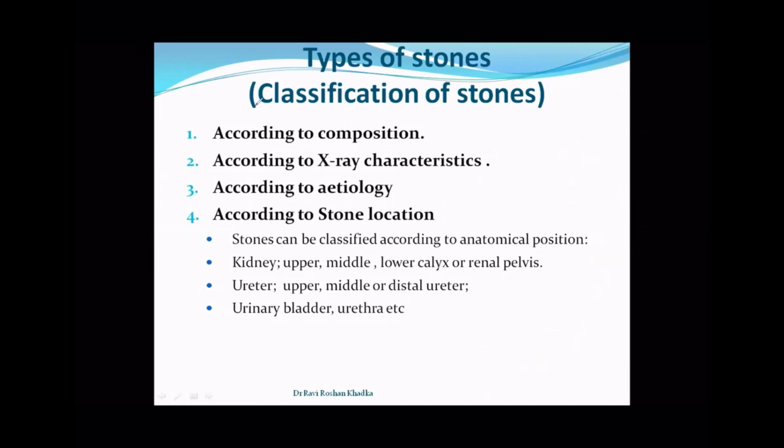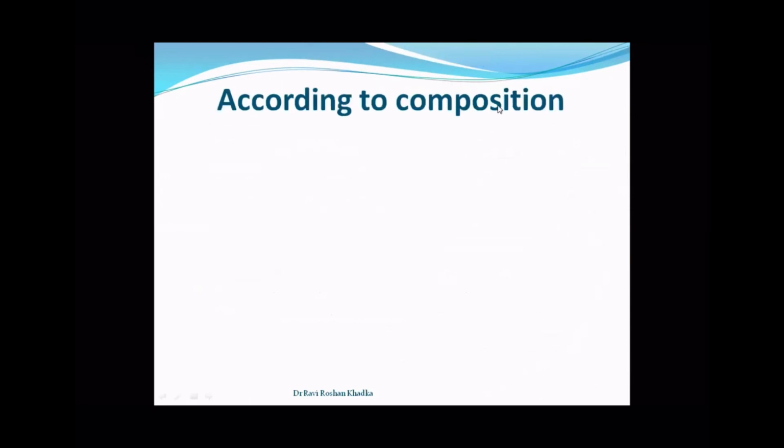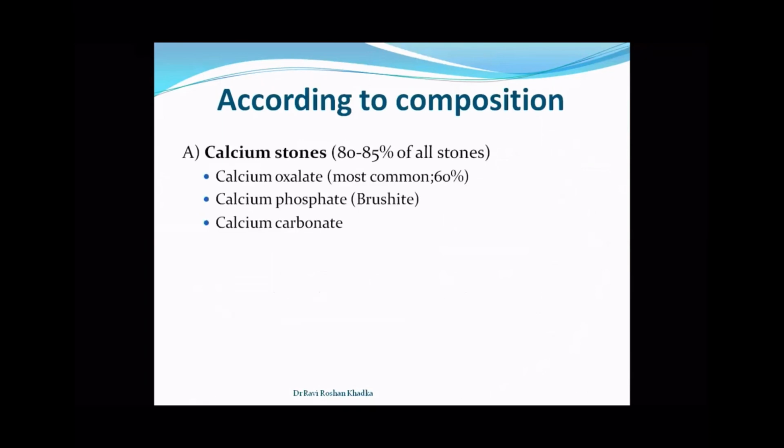Okay. Now let us discuss the other classification, the composition. According to the composition of a crystal, we can divide the stones into basically two types, that is calcium containing stones and non-calcium stones. Most of the stones are calcium containing stones, around 80 to 85 percent, some say around 75 plus, doesn't matter. Among those, the most common stone is calcium oxalate stone.